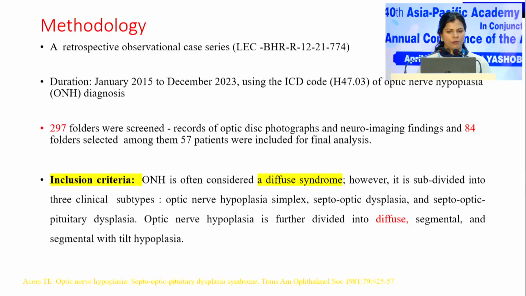In this, 57 patients were included for final analysis, with records of optic disc photographs available and neuroimaging findings present. Optic nerve hypoplasia per se is divided clinically as diffuse, segmental, and segmental with tilt. We included patients with diffuse optic nerve hypoplasia.